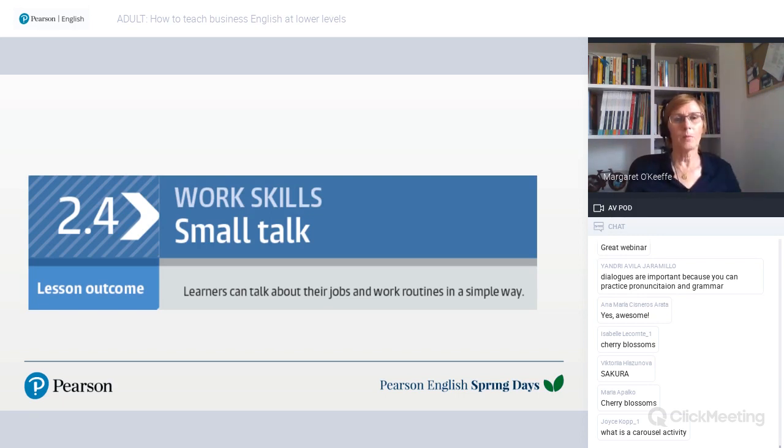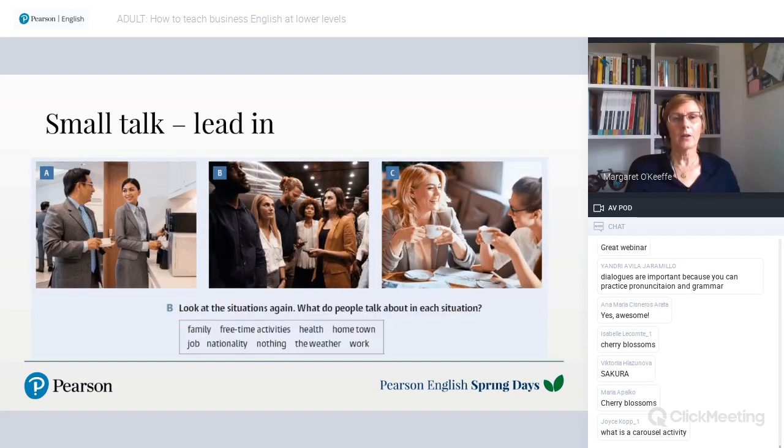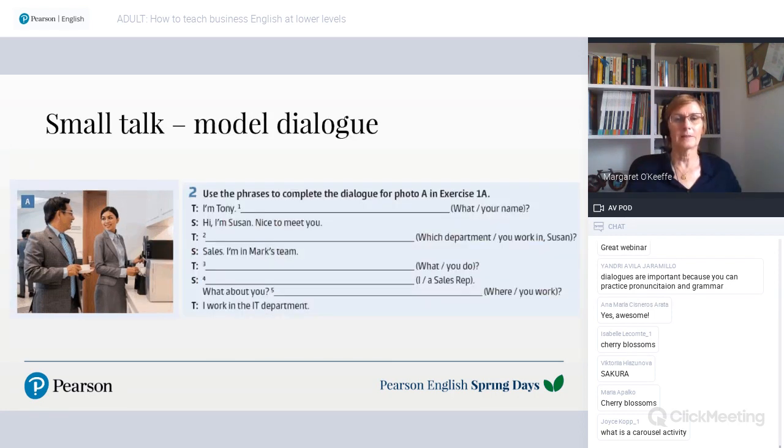So here's a lesson from Unit 2 of the A1, and it's lesson 4. The lesson outcome is learners can talk about their jobs and work routines in a simple way. So we're starting out again with a very simple task of matching the picture to the situation. And then they're going to think about what you might talk about in each situation. You can see the first situation is new colleagues talking by the coffee machine. And that's the one we're going to focus on in the lesson.